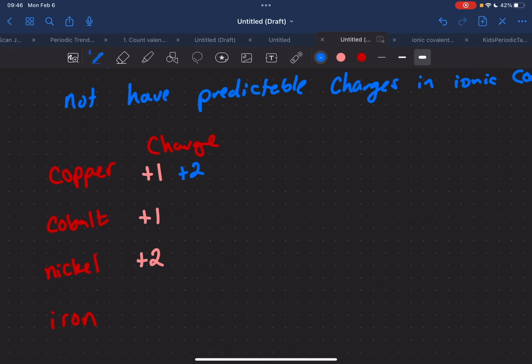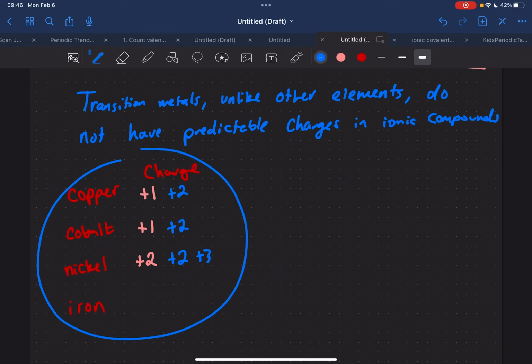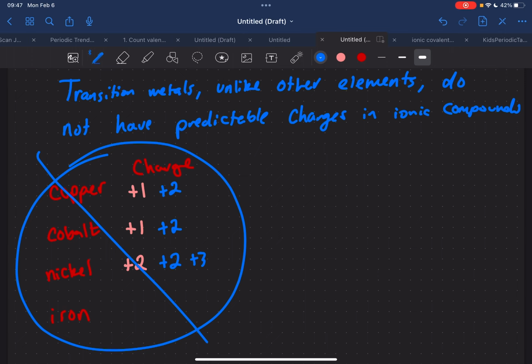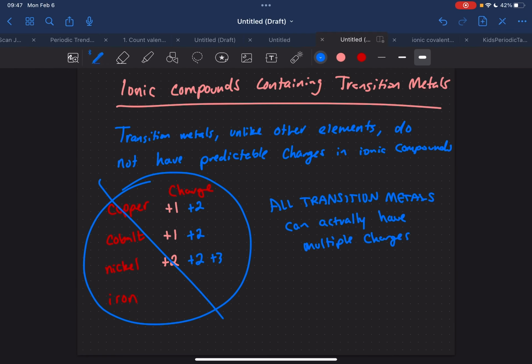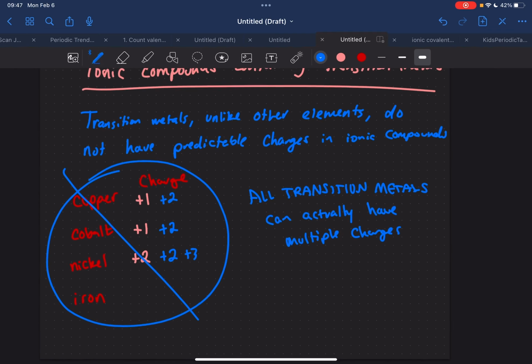And by the way, guys, cobalt can also do multiple charges. Nickel can also do multiple charges. So this was a ruse. I'm sorry. You didn't actually need to write that. If you did write it, you can draw a line through it. And instead of that, I want you to write: all transition metals can actually have multiple charges. All transition metals can actually have multiple charges.